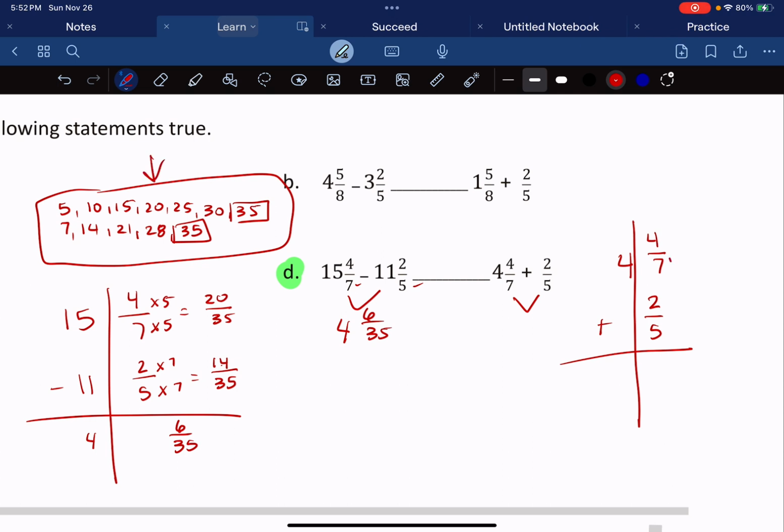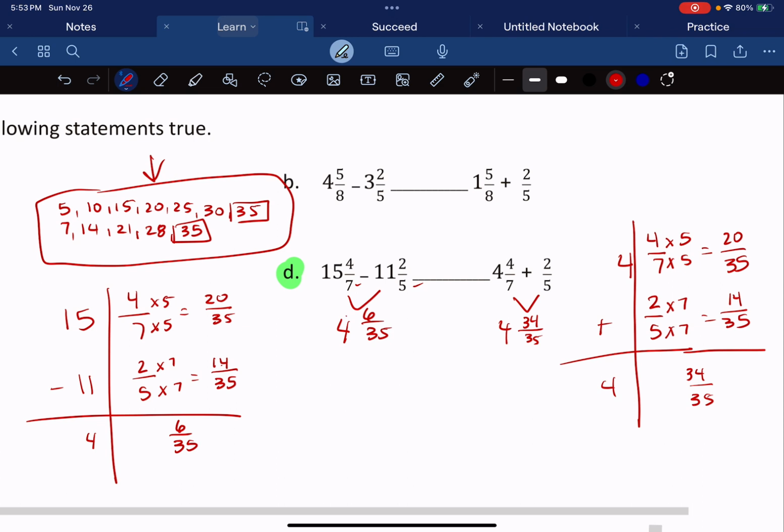So for 7, it took me 5 times to get to 35. So that gives me 20 over 35. And for 5, it took me 7 times. So that gives me 14 over 35. Sorry, 35. So my denominator is 35. When I take 20 plus 14, I get 34 over 35. And I add the 4 to it. So I have 4 and 34 over 35.